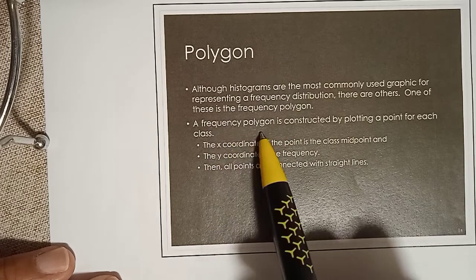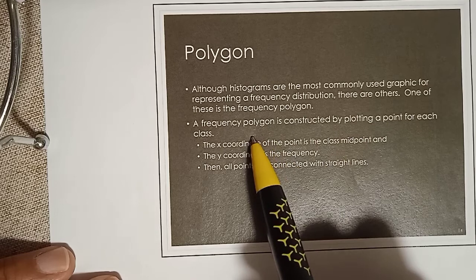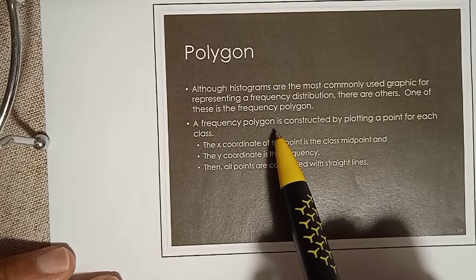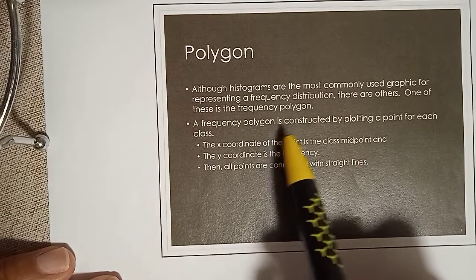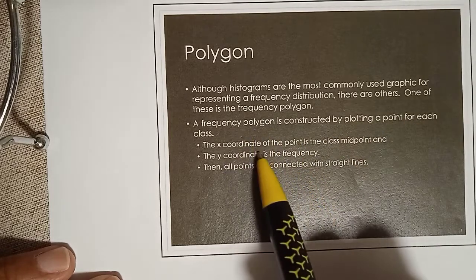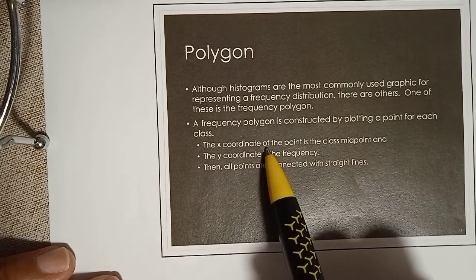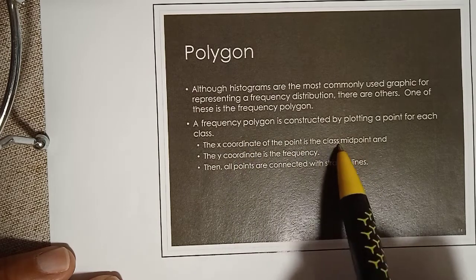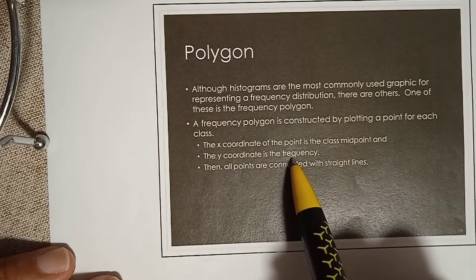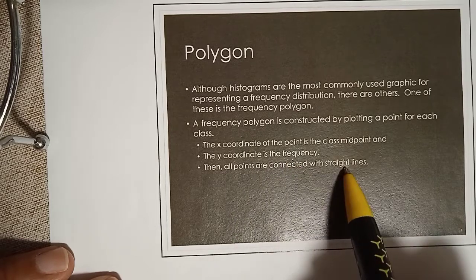A frequency polygon is constructed by plotting a point for each class. So instead of doing the rectangle form, we construct a point for each class. The x coordinate of the point is the class midpoint. Remember, the x coordinate of the point is the class midpoint, and the y coordinate is the frequency. Then all points are connected with straight lines.